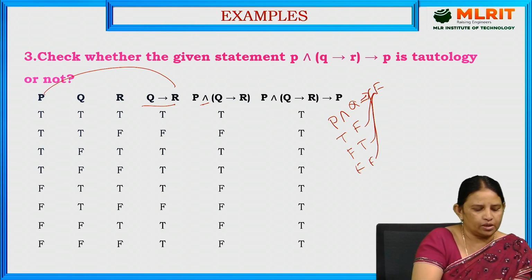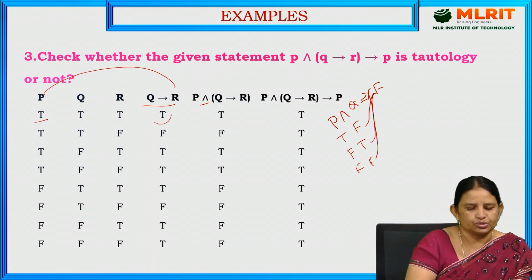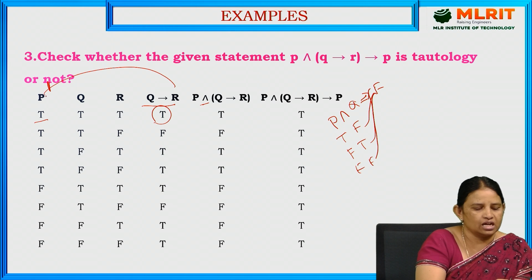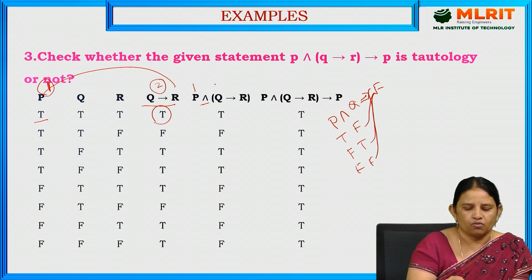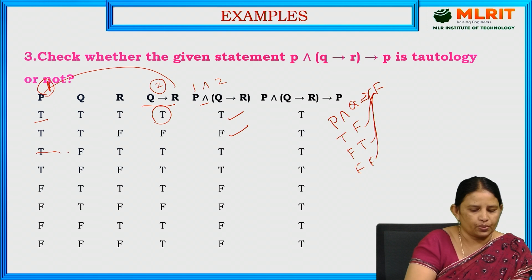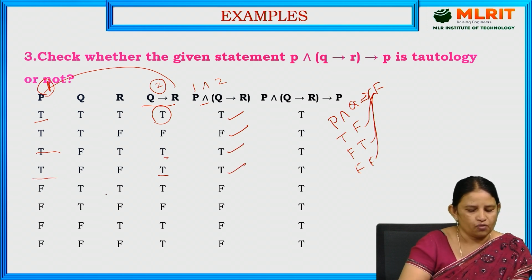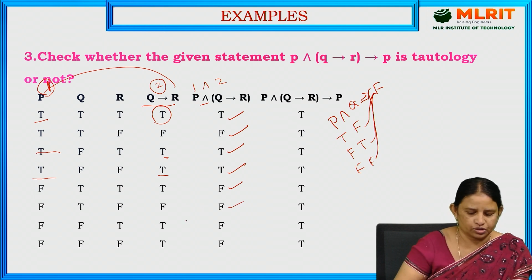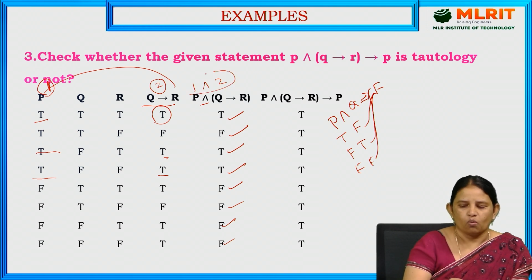Observe the truth table. P and (Q implies R). This is the first one, and this is the second one we need to consider. Then first and second: true, true is true; true, false is false; true, true is true; true, true is true; false, true is false; false, false is false; false, true is false. That is 1 and 2. Up to this part is completed.